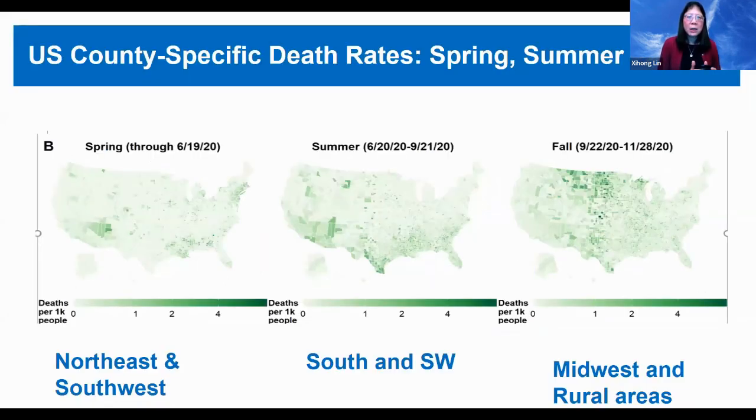So here, let's look at the death rate geographical distribution in spring, summer, and the fall. As you can see, in the spring, most of the cases are in the northeast and also the southwest. In the summer, most of the cases happened in the south and the southwest. The south and the southwest reopened too early. And then in the fall, the cases migrated to the rural areas, especially in the Midwest and also North Dakota and South Dakota.